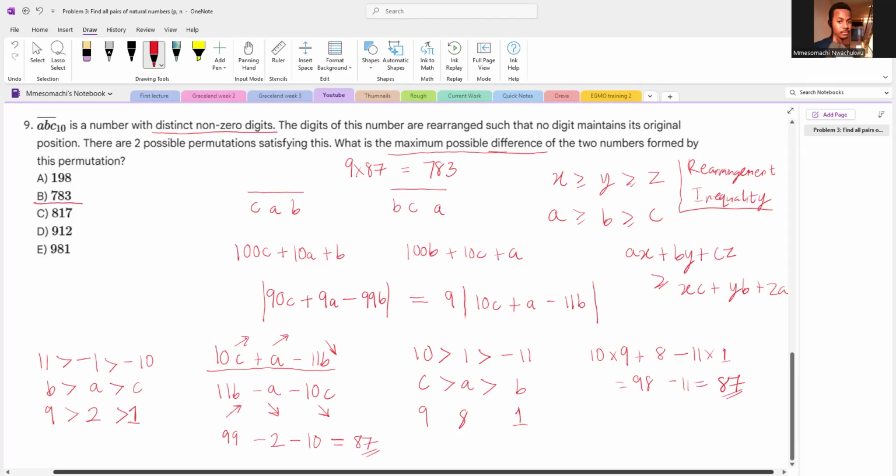Quite an interesting question. It means there are two possible numbers that satisfy this. Let's look at the numbers. This one here gives us 819, and this one here gives us 291. So these are the numbers that, when you carry out this operation on them, give us the maximum possible value and satisfy the condition in the problem.